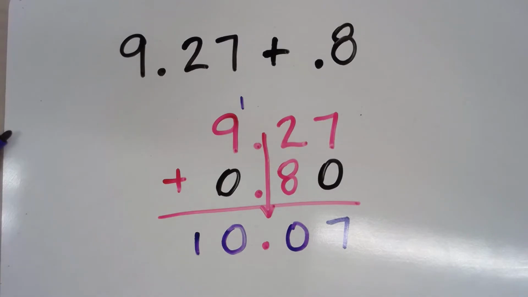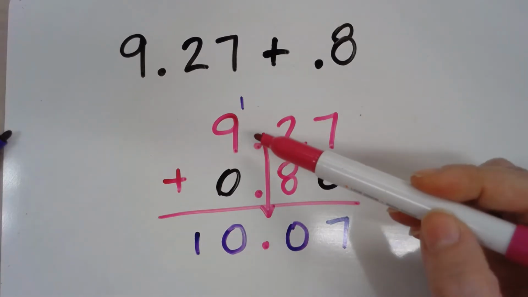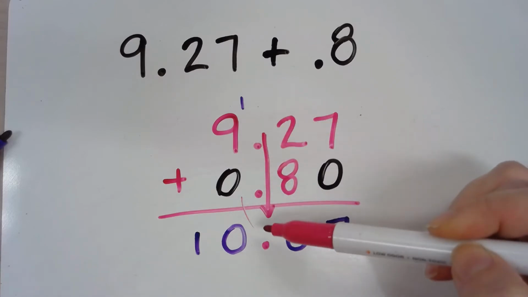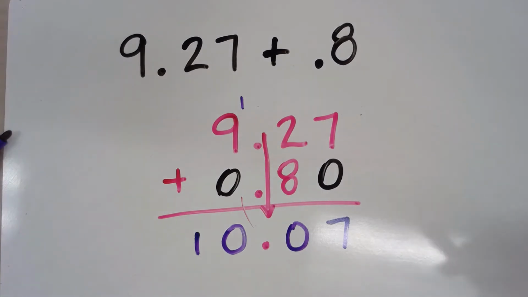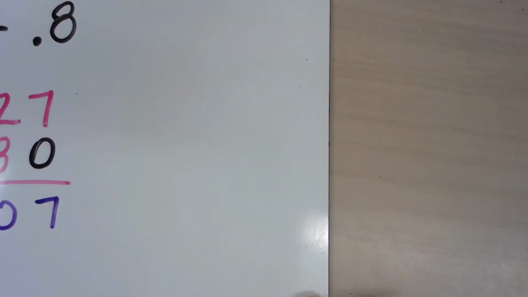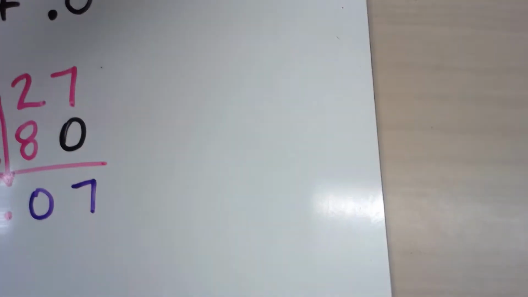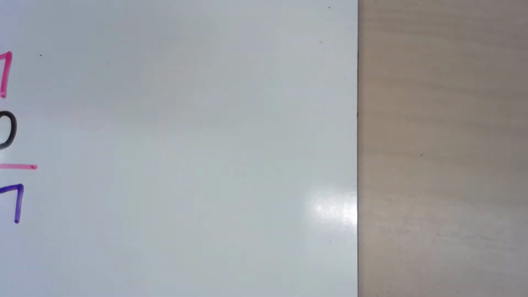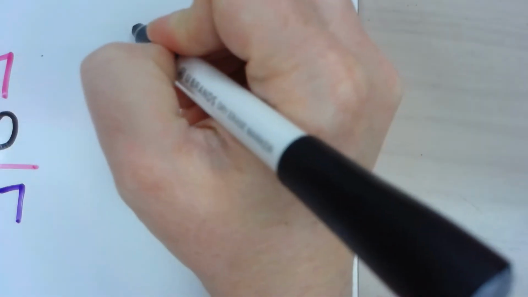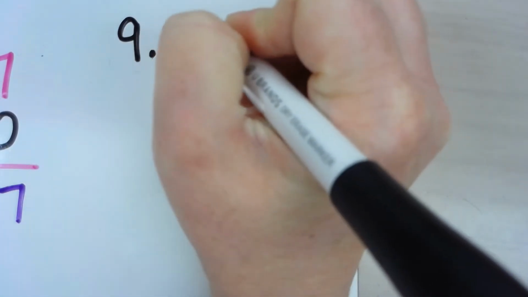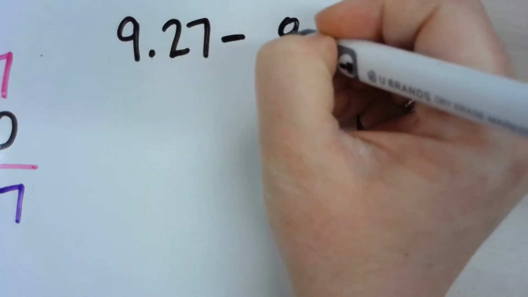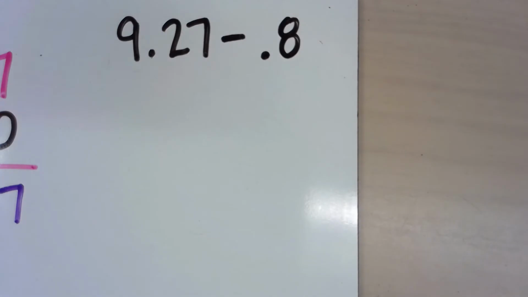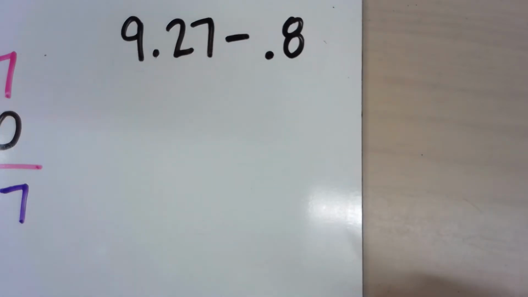This is what I do when I add decimals. I make sure that my decimals line up, then I bring my decimal down into my answer, and I add those like place values. Well, I'd like to do another example, except this time I'd like us to take a look at how this would be if I subtracted these numbers. If I have 9 and 27 hundredths, and this time I'm going to take away 8 tenths. Notice, guys, I'm using the same decimal values. However, I'm changing the operation to subtraction.